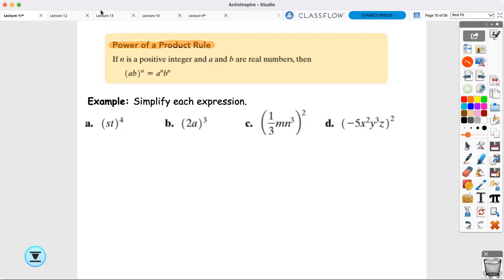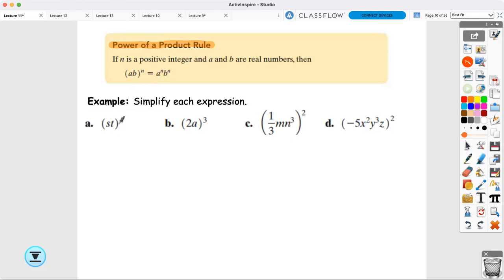All right, let's talk about this extension, right? It's the power of a product rule. If n is a positive integer and a and b are real numbers, then (ab) to the n power equals a to the n times b to the n. So if we have multiple things inside parentheses being multiplied, and there's a power on the outside, we distribute that power to everything on the inside.